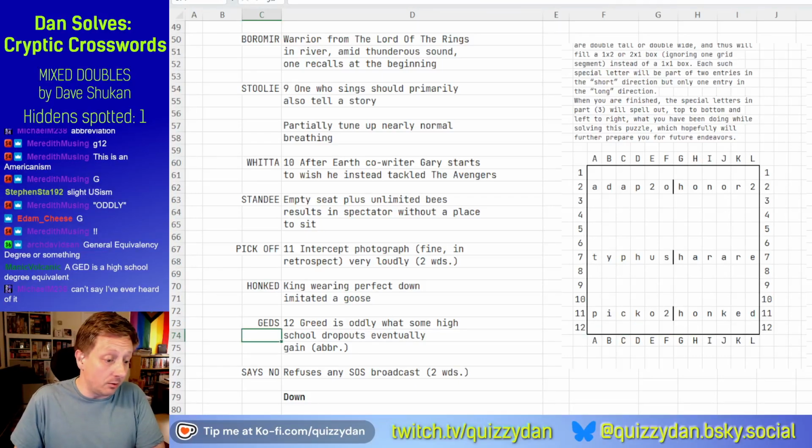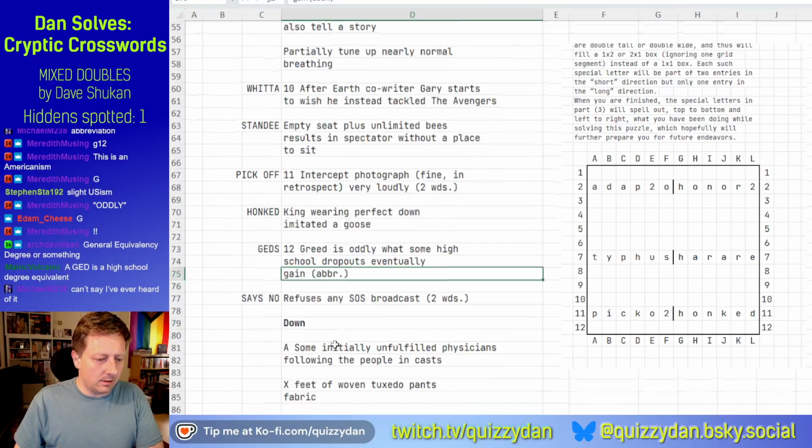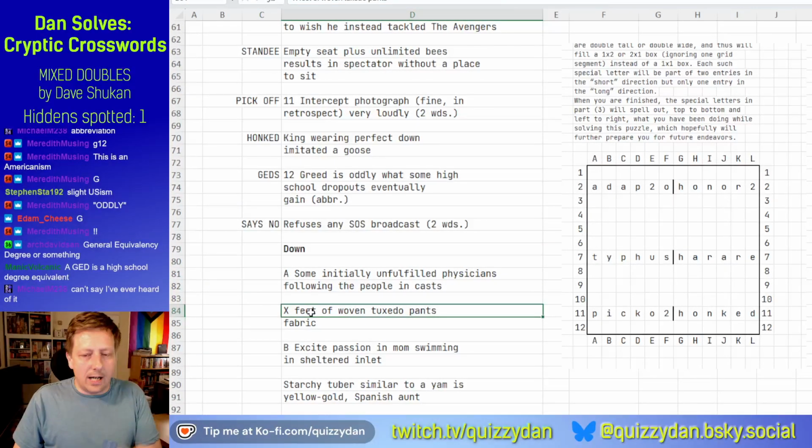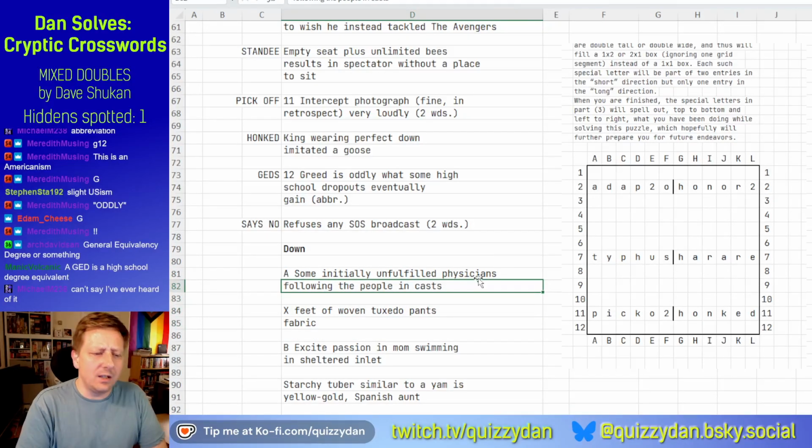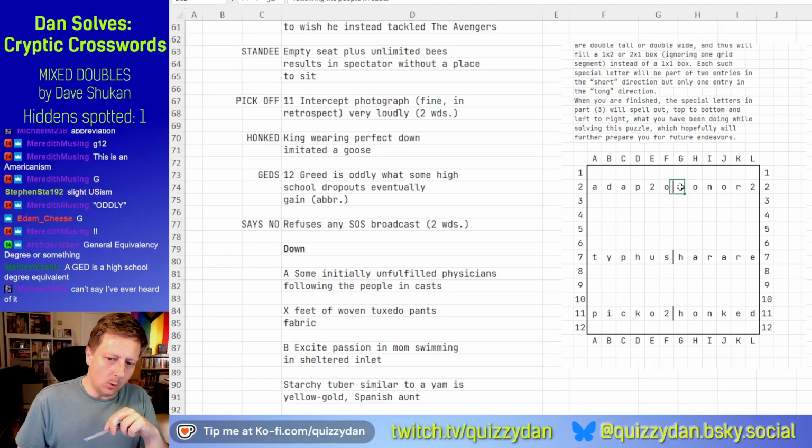Those are the crosses. Can't do that then, so I won't do that. It is time to do the downs. A down. That's not X, of course. That is just the first letter of the next clue is X. These are both A. Some initially unfulfilled physicians following the people in casts. Some initially unfulfilled physicians. Those are very long words. Follow the people in casts. The second letter will be A or H, assuming that it starts at the start.